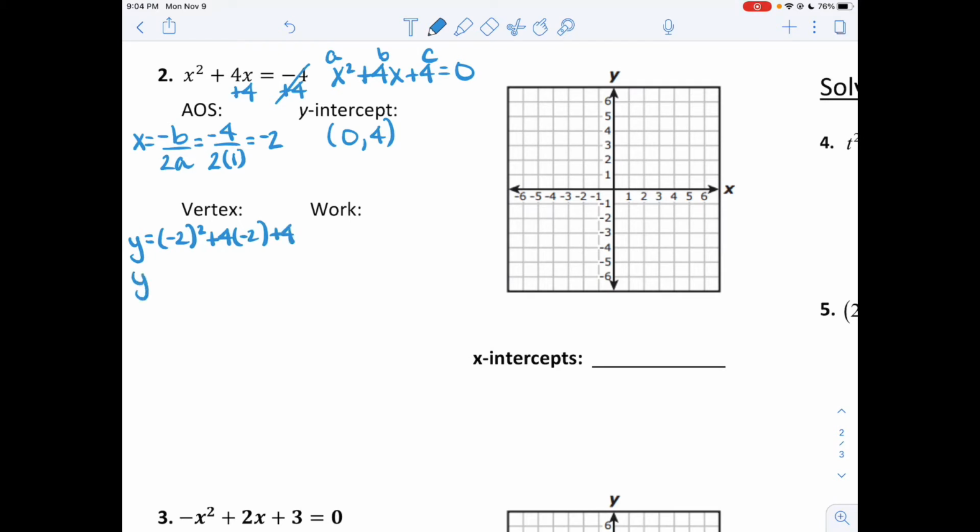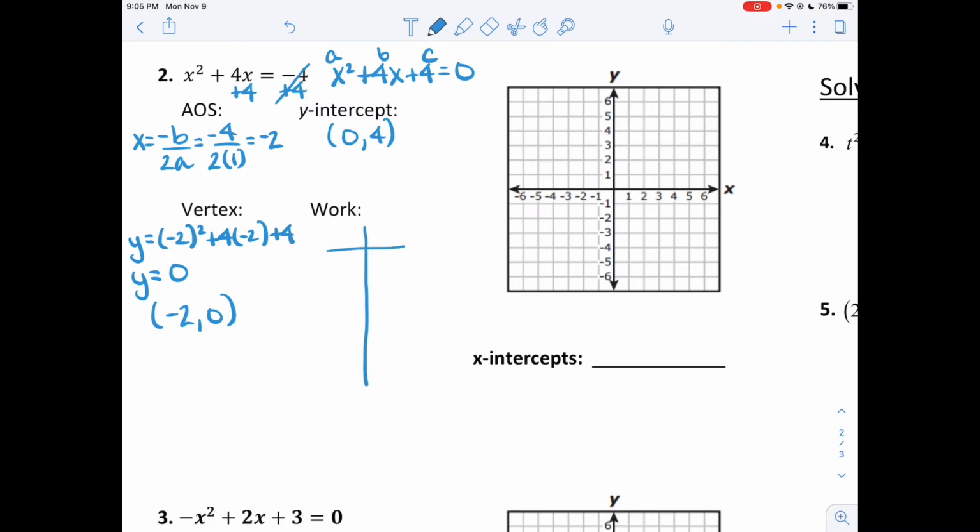And so the y value, if you do that little bit of math, I'm actually going to get a y value of 0 because -2 squared is 4, 4 times -2 is -8, so 4 minus 8 is -4, but then we're adding 4 to it, so y ends up being 0. So I know that my vertex is at an x value of -2 and a y value of 0. So we have our first couple of points that we can go ahead and plot.